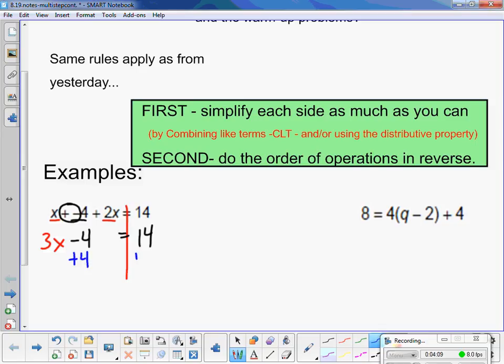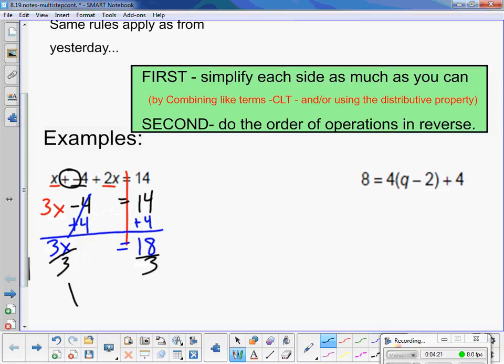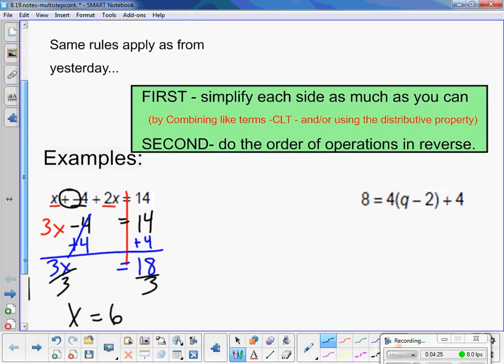We do reverse order of operations. So I add 4 to both sides. That gives me 3x equals 18. So 3 times x, the opposite of multiplication is division. So x equals 6. And then I go to check my answer.